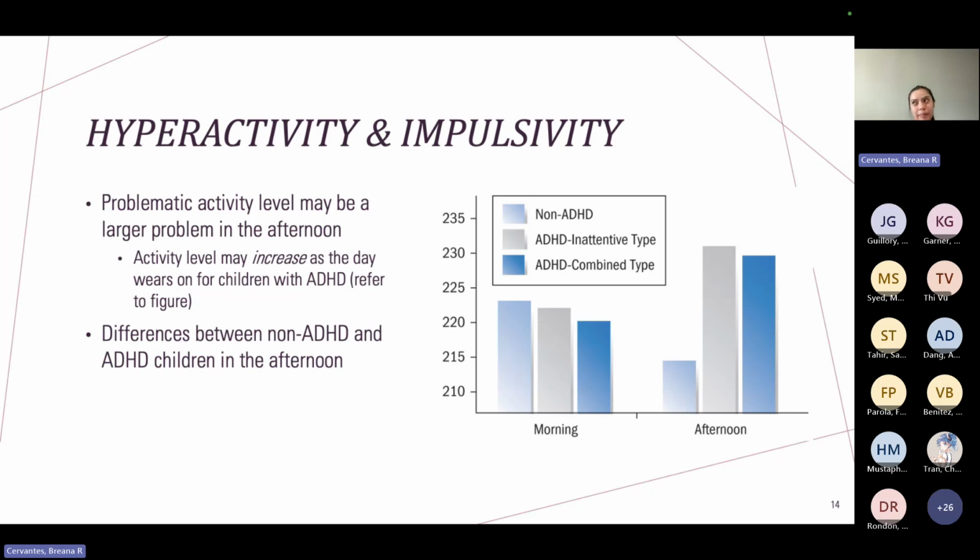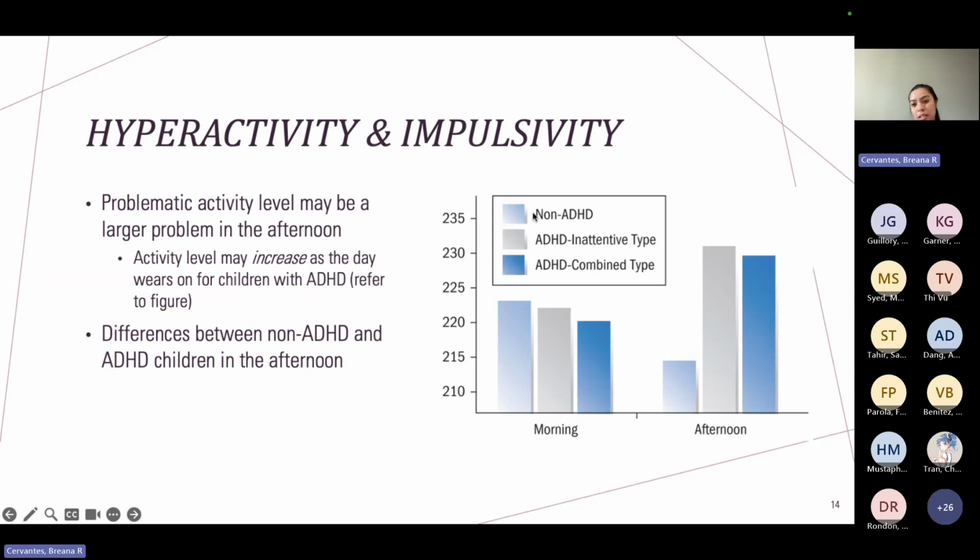So a lot of times parents will say, oh my God, they were good at school, but when they got home their evening was terrible, we could not manage. And it's really just that hump of behaviors and activity level really increasing and becoming more of a problem in the afternoon and evening. And then there's differences between non-ADHD and ADHD children in the afternoon.